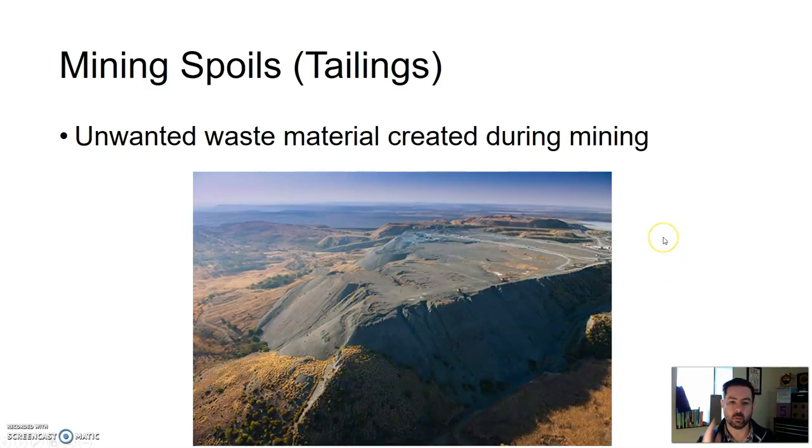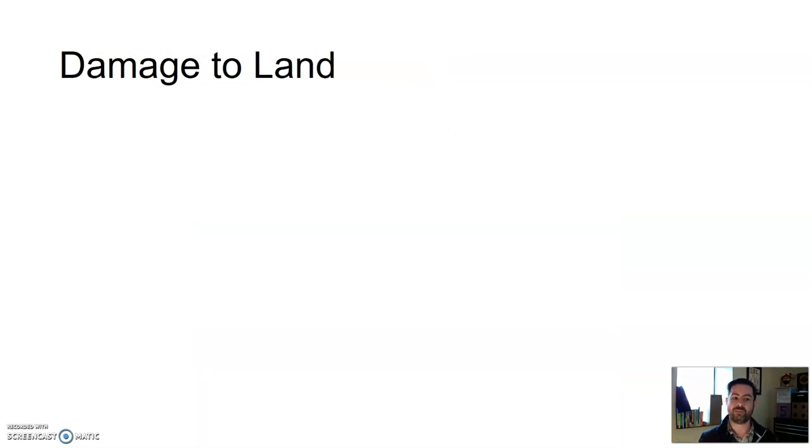So, when mining is created, it creates spoils, waste. Often they're called tailings. This is any unwanted waste material created during mining. You can see here that this looks like some formerly mountains, but due to mountaintop removal, all that material got dumped off to the side. So this is that unwanted waste material. So it's damaging the land. It's affecting possibly people that live there, displacing people that live there, changing the environment, changing the scenery. Massive amounts of impact.